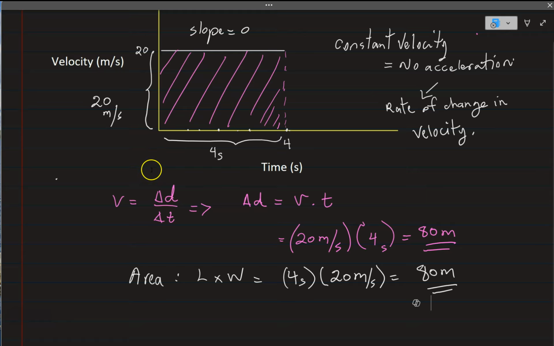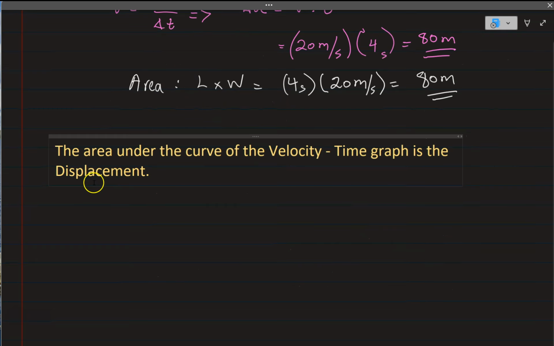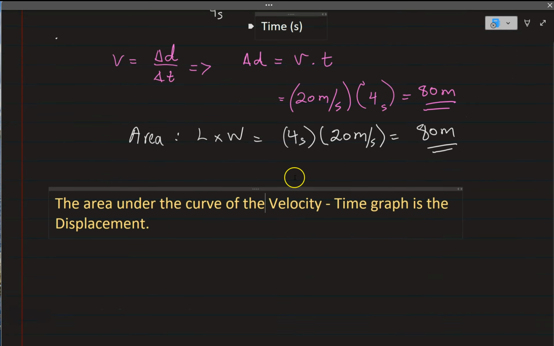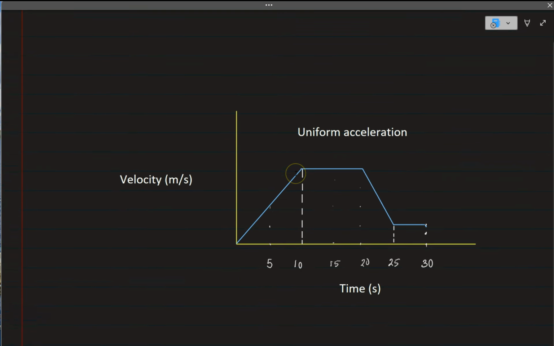Well, it turns out that the area under the curve of a velocity time graph is the displacement. The area under the curve of the velocity time graph is the displacement. Okay, so that's one more important thing that you need to know. Excellent. All right, now let's move on to an example.